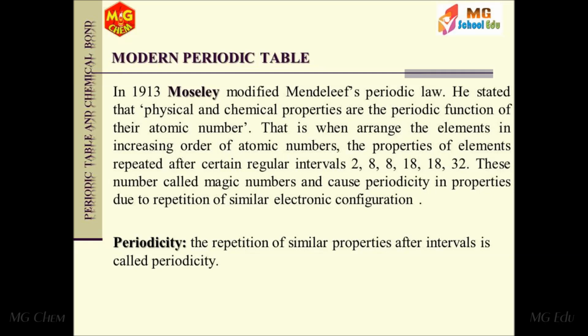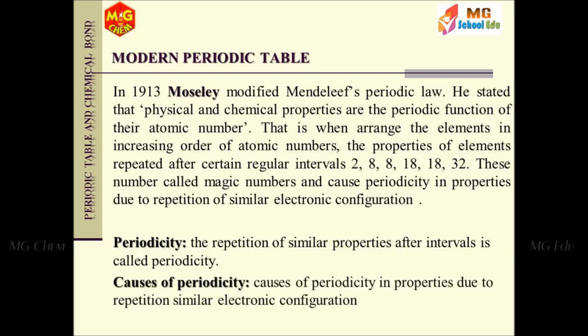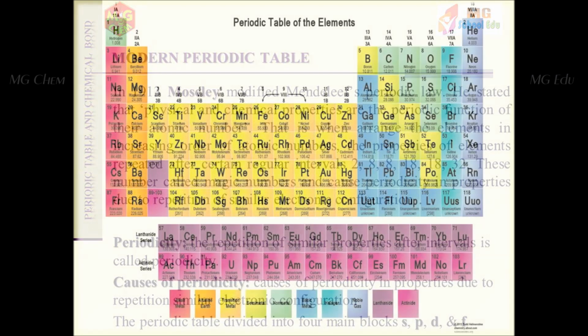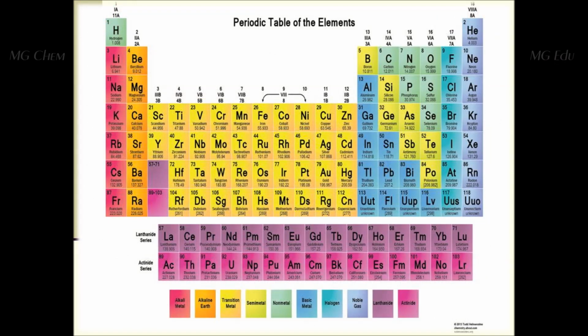Periodicity means the repetition of similar properties after intervals. Causes of periodicity: periodicity in properties is due to repetition of similar electronic configuration. The periodic table is divided into 4 main blocks: s, p, d and f. The modern periodic table consists of 4 blocks, s, p, d and f.